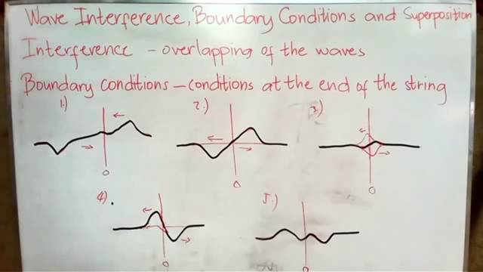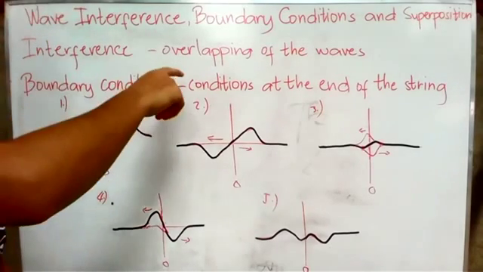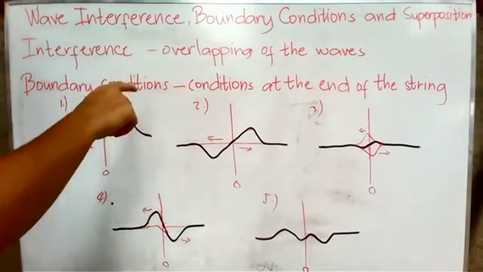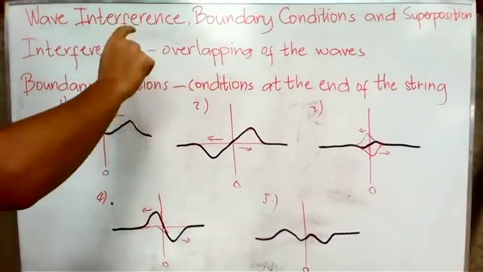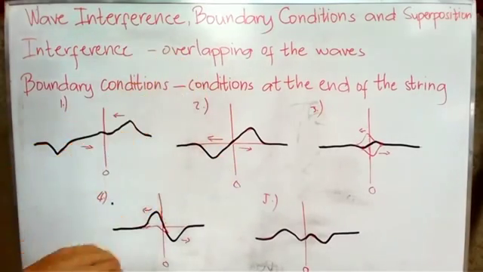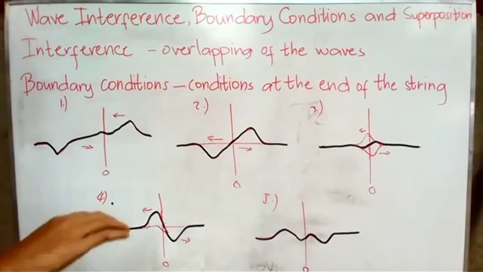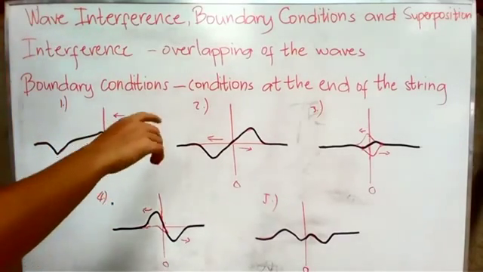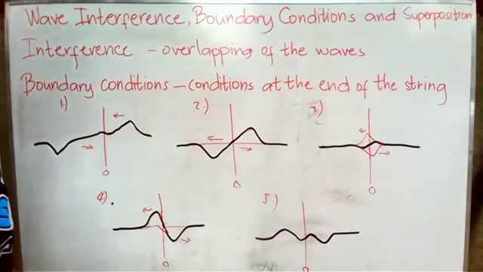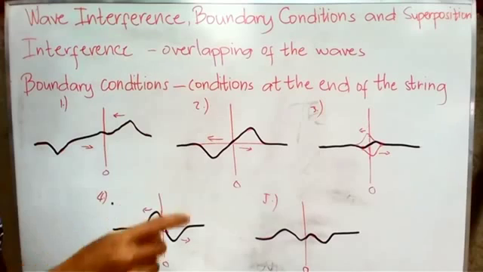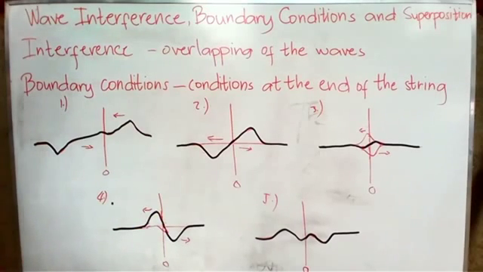So we learned that interference, or the overlapping of waves, in general refers to what happens when two waves travel or pass through the same region at the same time. Now let's look at what we call the boundary condition. The boundary condition is the condition at the end of the string. It could be a rigid support or the complete absence of a transverse force.